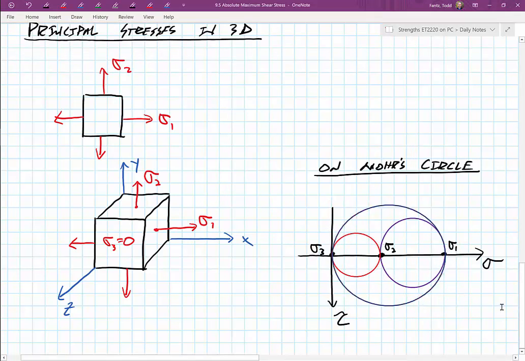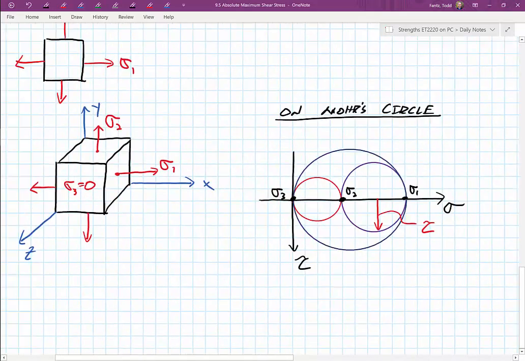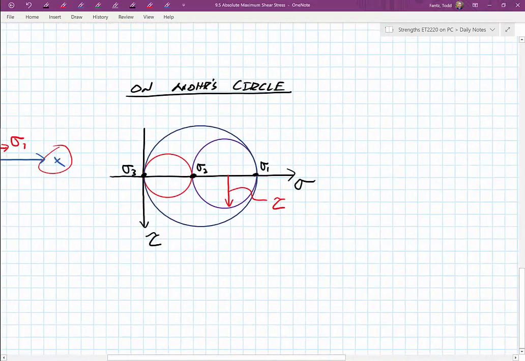Now, because I have 3 different circles, I have 3 different radii for those circles. And if I look here, what we talked about last time was that the radius is equal to our maximum in-plane shear stress. Well, the only difference here is what plane is that? So between sigma 1 and sigma 2, we can see that's our sigma x and our sigma y plane, right? I mean, that's where we started off. I can see this is the x direction and y direction. So between 1 and 2, this would be tau xy.